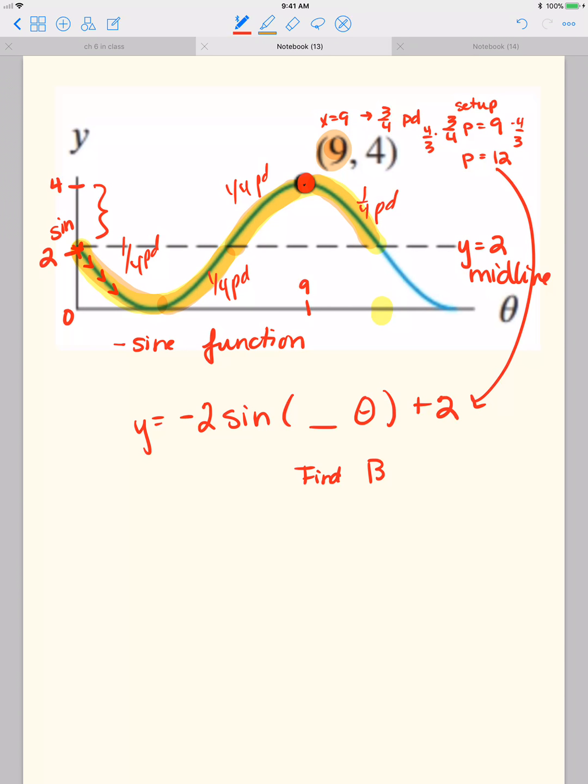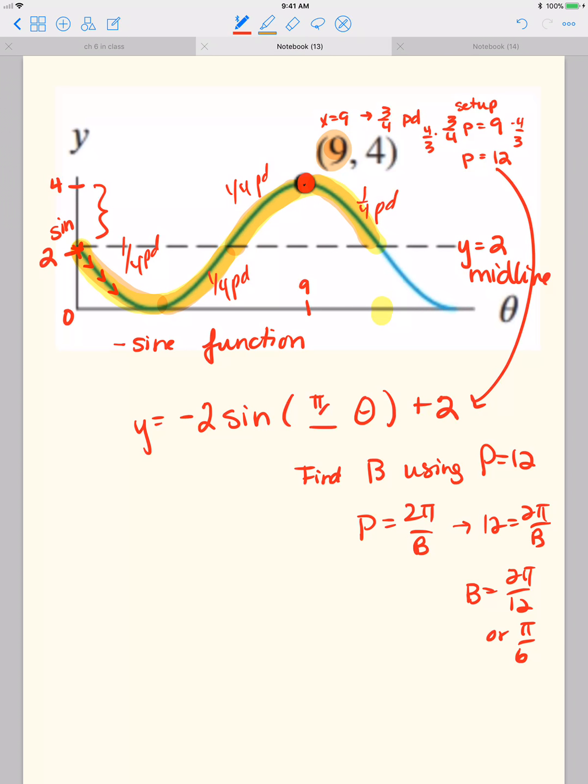So I'll find my B value using a period of 12, and that period equals 2 pi over B. So 12 equals 2 pi over B. B is 2 pi over 12, or pi over 6 reduced. And that's your formula: -2 sine of pi over 6 theta plus 2. A little bit harder when the whole full period wasn't given, but you were given 3/4 of it. So you could come up with the whole thing.